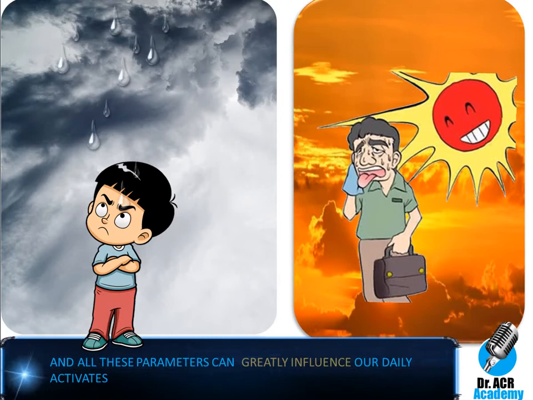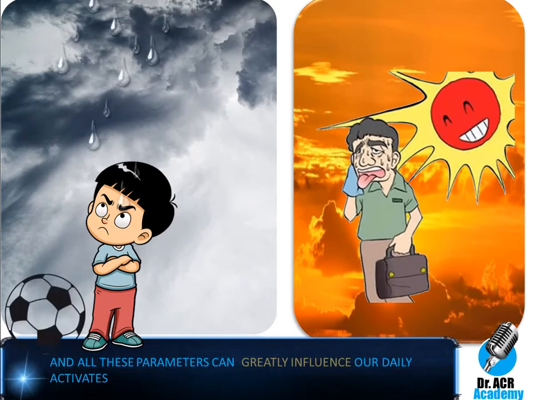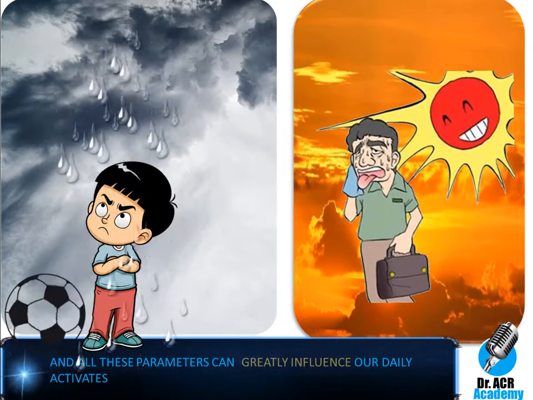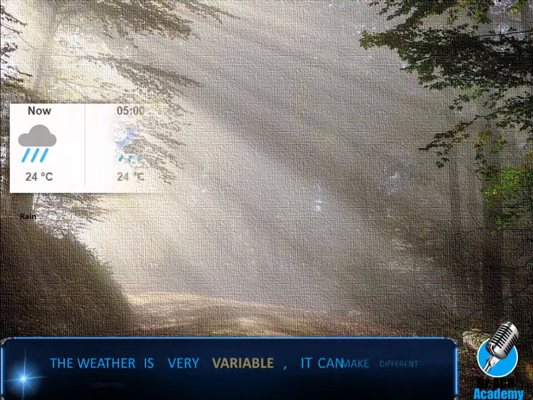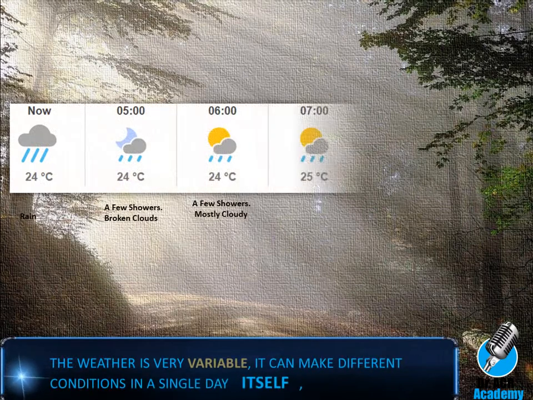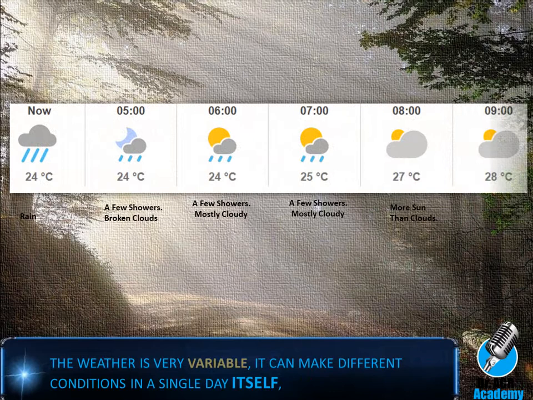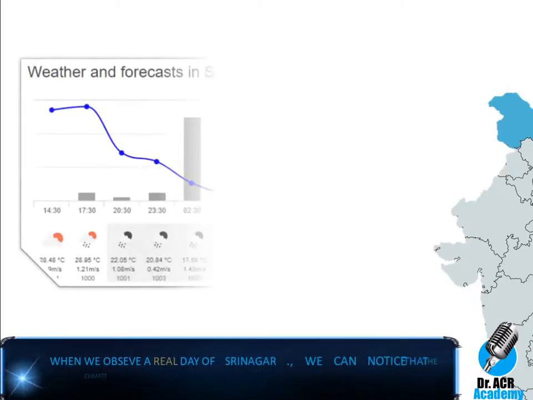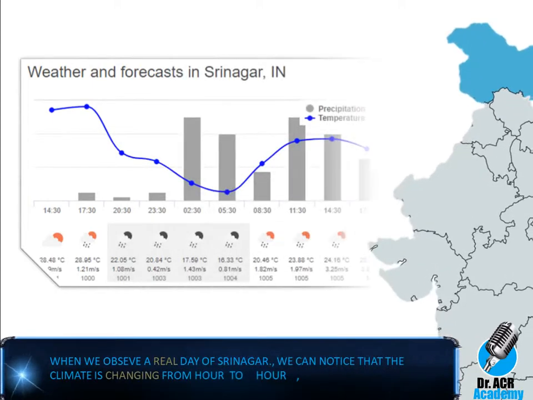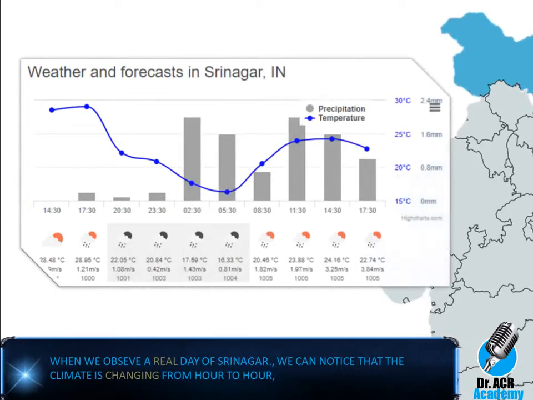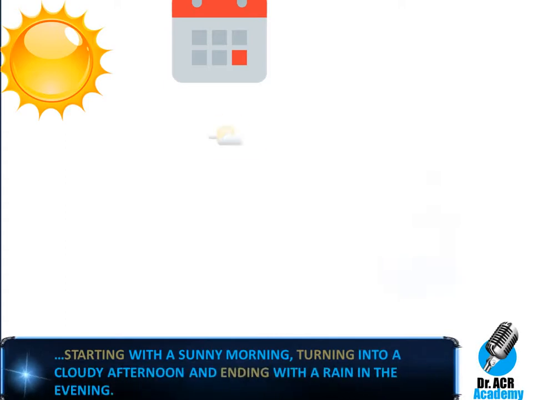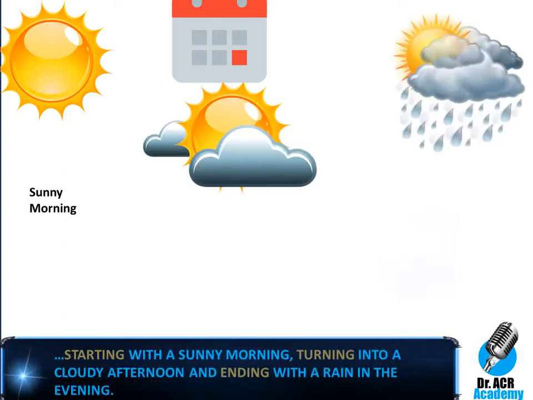For example, this boy wanted to play football, but as it is raining heavily, he is sad and disappointed that he cannot play. The weather is very variable. It can make different conditions in a single day itself. When we observe a real day from Srinagar, we can notice that the weather changes every hour, starting with a sunny morning, turning into a cloudy afternoon, and ending with rain in the evening.